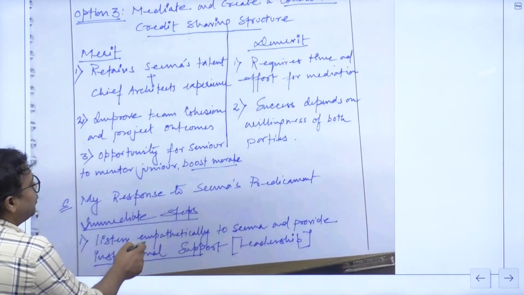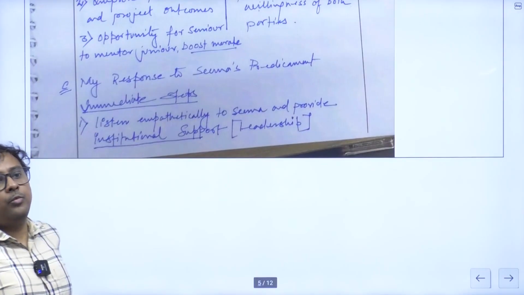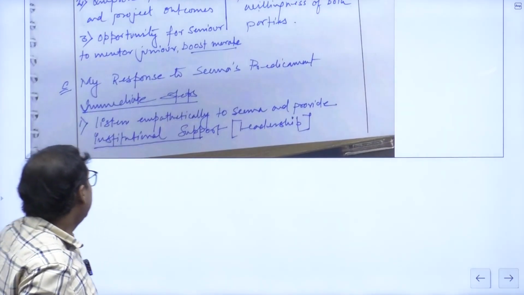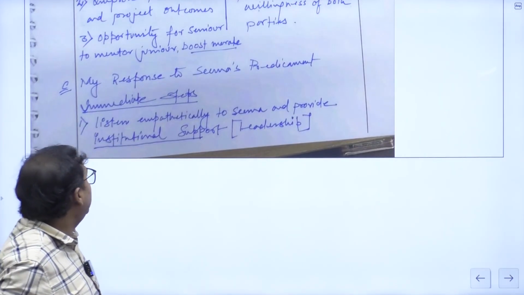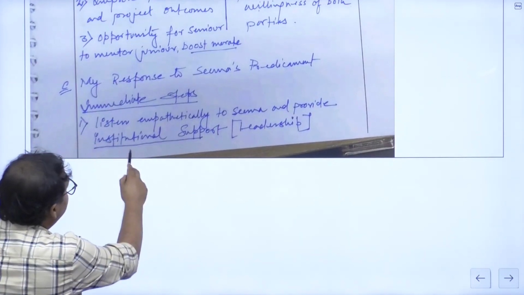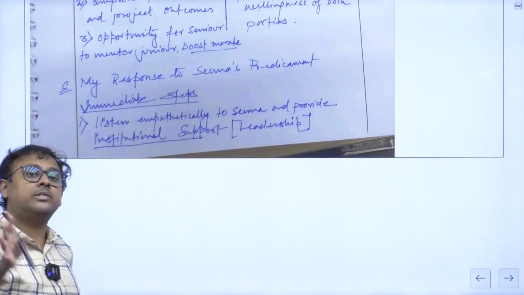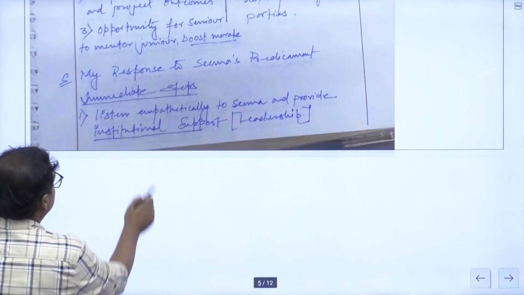Now my response to Seema's predicament. Here we will try to divide it between immediate steps and long-term steps. Immediate steps: listen empathetically to Seema and provide institutional support. Because you are a leader, this is very important: institutional support, meaning that whatever happens, the institution is behind you. So this is the first.